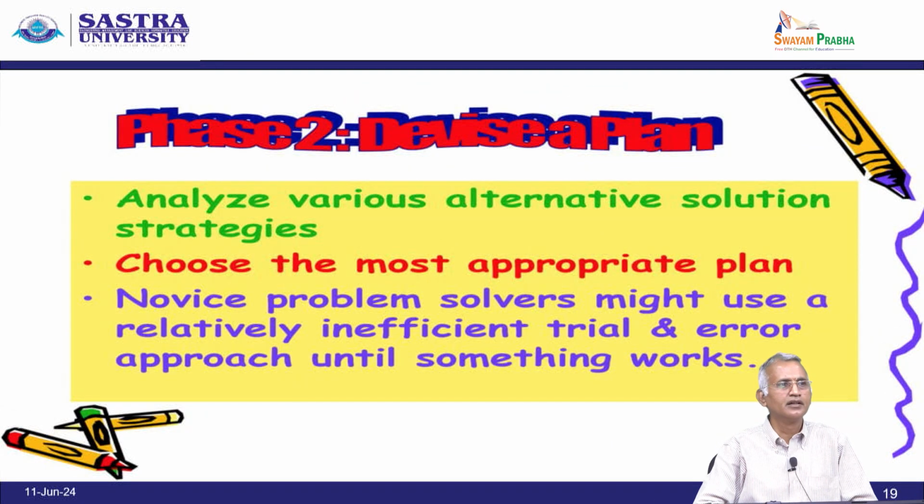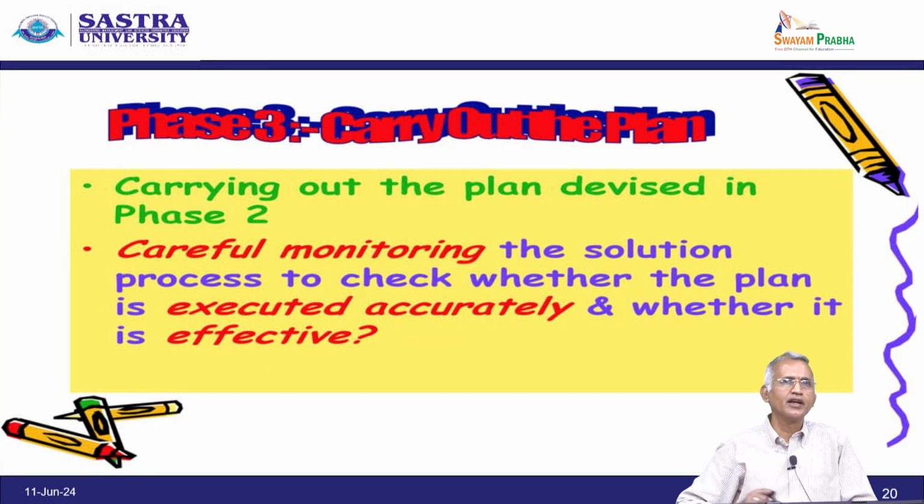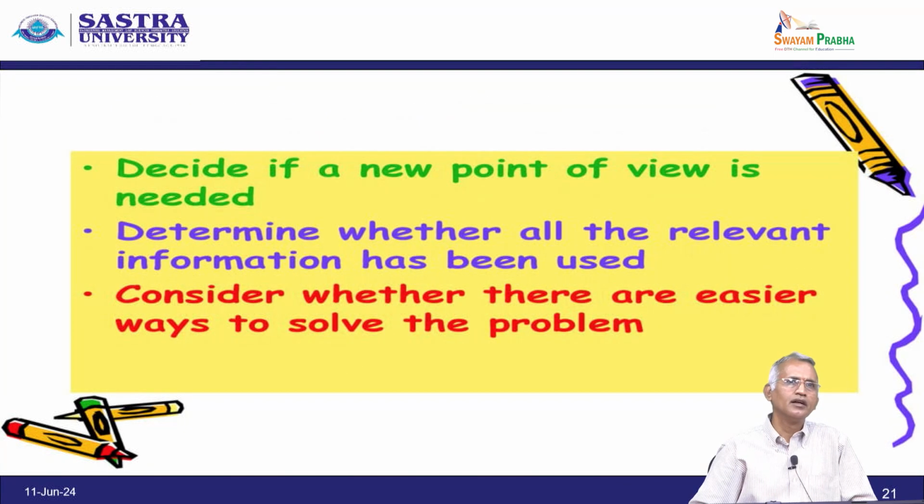Phase 2 consists of devising a plan: analyze the various alternative solution strategies and choose the most appropriate plan. Novice problem solvers might use a relatively inefficient trial and error approach until something works. So, this is devising a plan. Next, phase 3, carry out the plan. Carrying out the plan devised in phase 2, carefully monitor the solution process to check whether the plan is executed accurately and whether it is effective. Decide if a new point of view is needed, determine whether all the relevant information has been used, and consider whether there are easier ways to solve the problem.